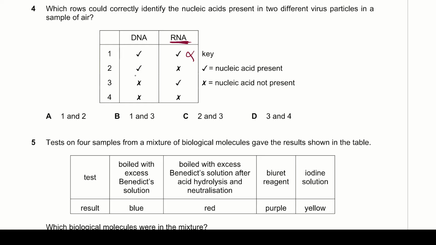2. It says here that it has DNA but does not have RNA, so could be correct. 3. It doesn't have DNA but has RNA. This is correct. 4. It doesn't have anything at all. This is not possible. So the answer is going to be C.